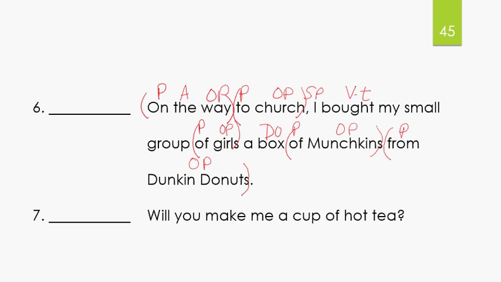I bought a box for who? Who did I buy it for? My small group. Again, if you hadn't labeled this prepositional phrase here, you might be tempted to say you bought it for the girls, but you really bought it for the group, right? So this is your indirect object. All right. So which group? Small group. Or what kind of group? Small group. Whose group? My group.